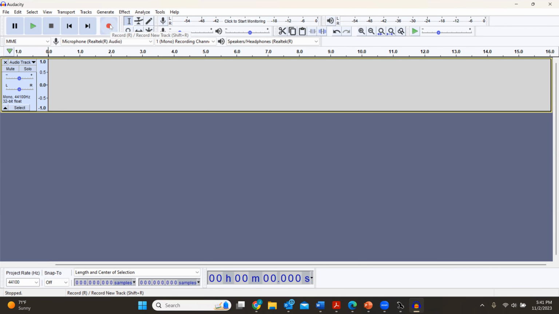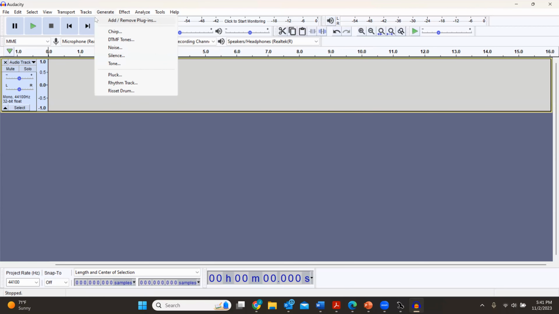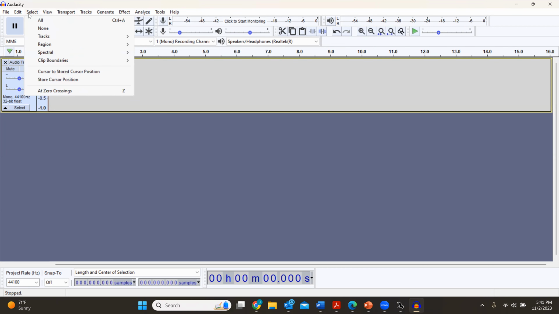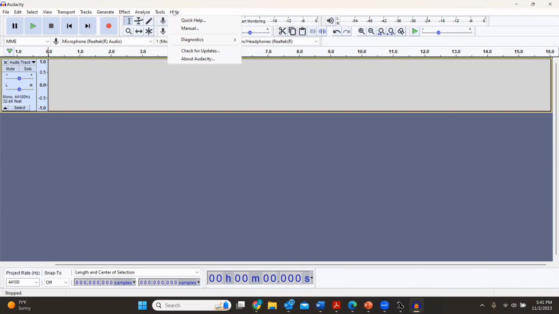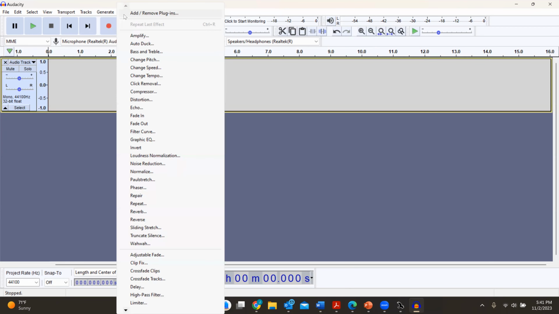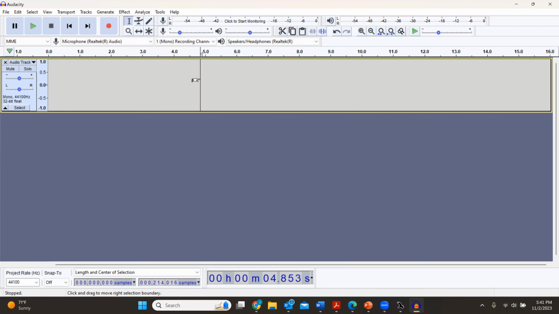Somewhere on your Audacity screen, you should have the ability to press record. You may have to go into tools, tracks, transport, view, select, edit. On other systems, tracks. There should just be a record button somewhere.